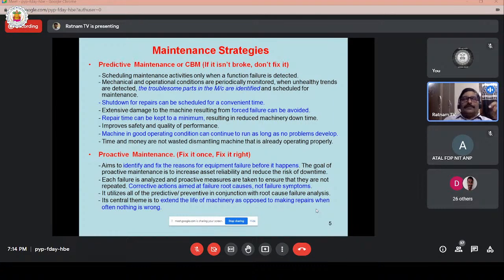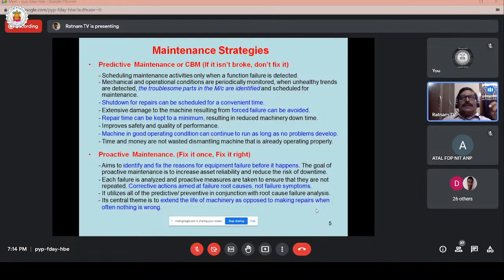These are all well understood. That's why safety of the personnel as well as performance quality is also improved in this case. A machine in good operating condition can continue to run as long as no problem develops in the machinery. Time and money are not wasted dismantling a machine that is already operating properly. We need not dismantle the machine when it is running properly. So time and money can be saved in this case.